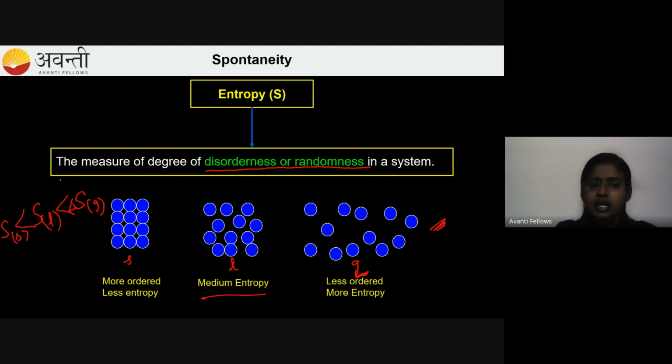Direct entropy cannot be measured. So delta, yes, change in entropy can be measured. So let me put delta. Okay, so this is an important relation you should know.